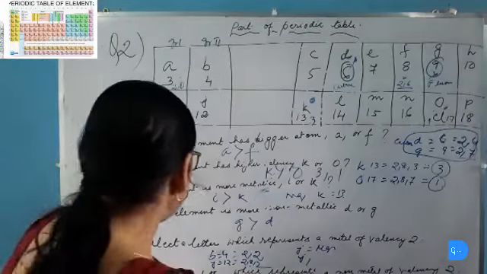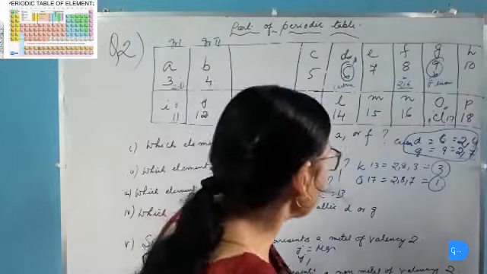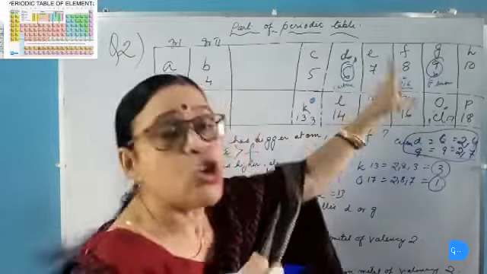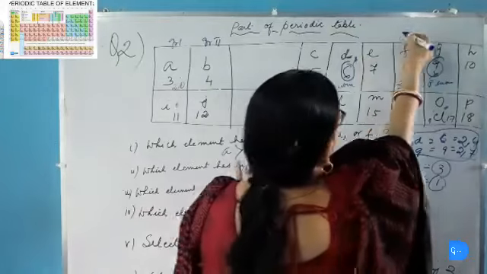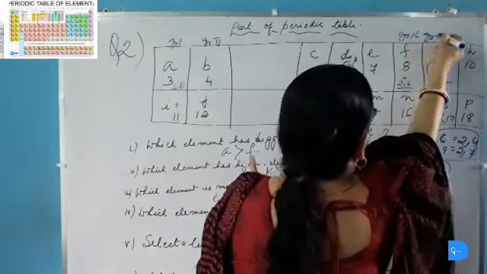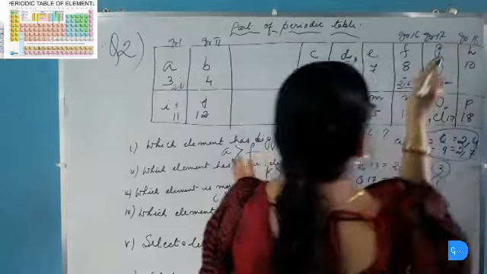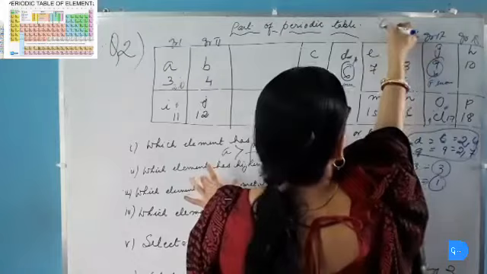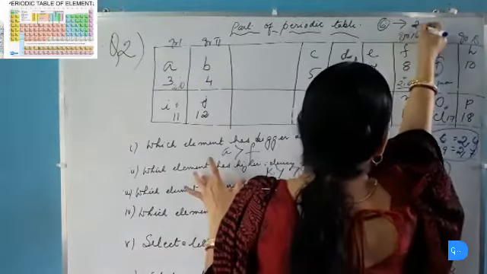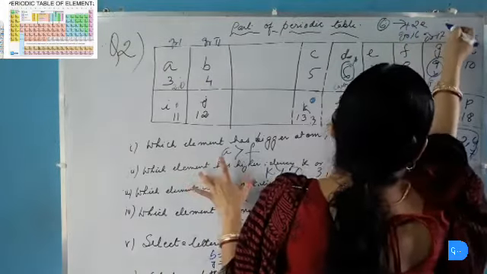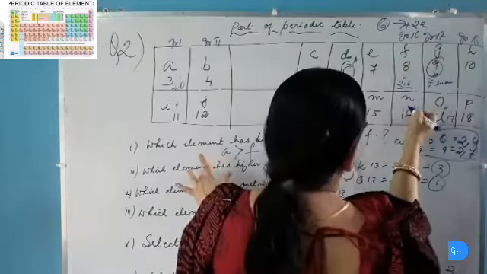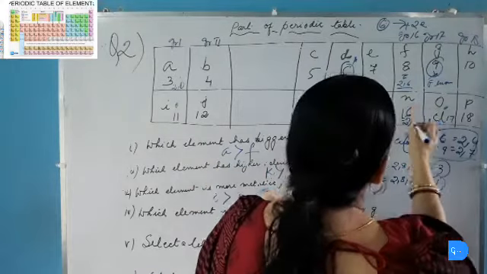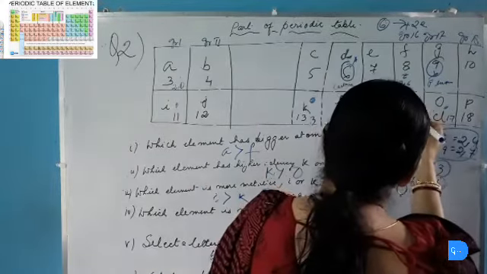Next question. Select a letter which represents a non-metal of valency 2. For a non-metal to have valency 2, it must belong to group 16. This is group 16, this is group 17, and this is group 18. Only then will they have 6 valence electrons, and so they will gain 2 electrons and form a negatively charged ion. Thus F and N are two non-metals which belong to group 16, and they both have valency 2. The electronic configuration of N will be 2, 8, 6.